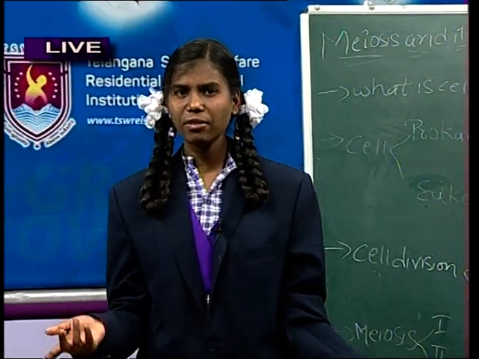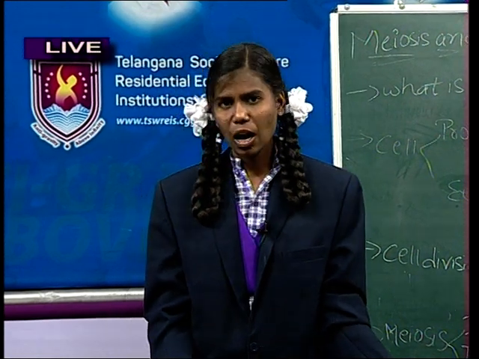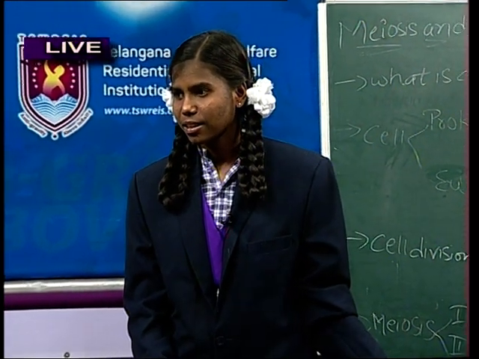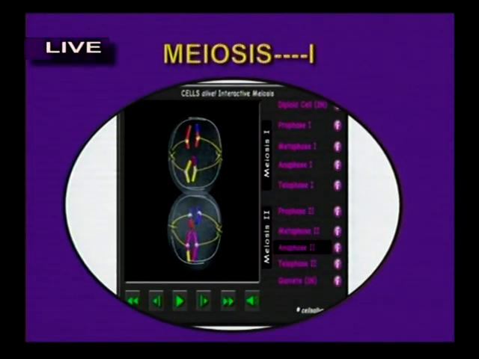We have discussed that meiosis has steps. Now, let us discuss the steps of meiosis. In meiosis 1, the steps are prophase 1, metaphase 1, anaphase 1 and telophase 1. And in meiosis 2, they are prophase 2, metaphase 2, anaphase 2 and telophase 2. These are the steps of meiosis. First one is prophase 1, so let us discuss prophase 1.